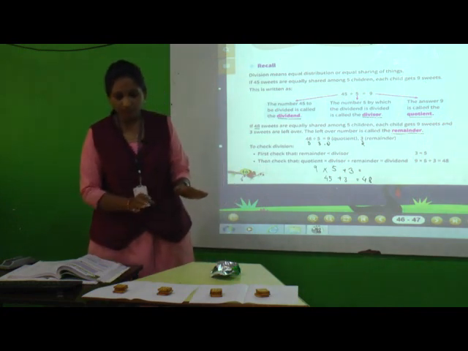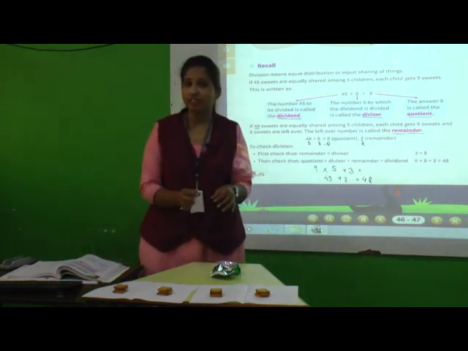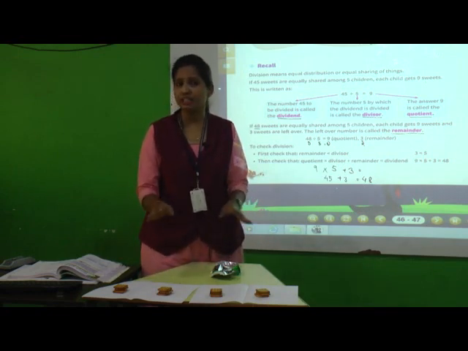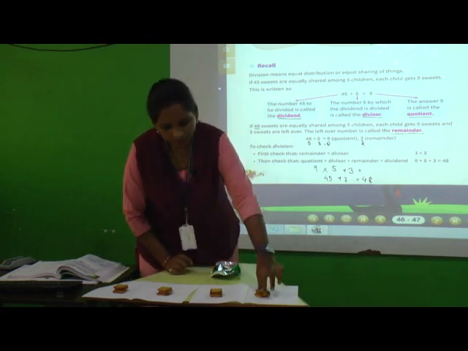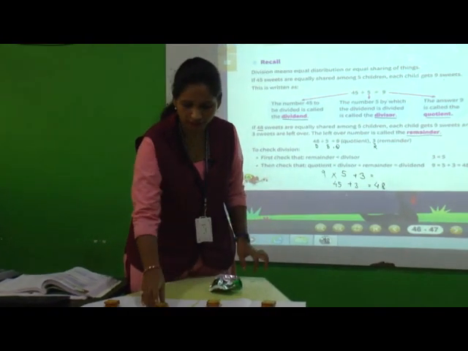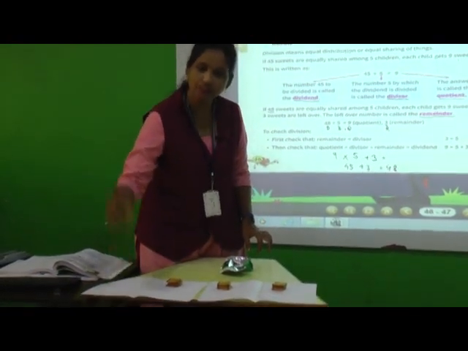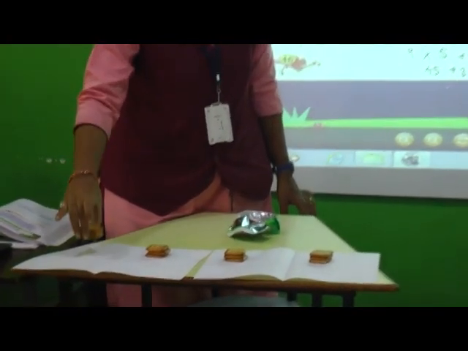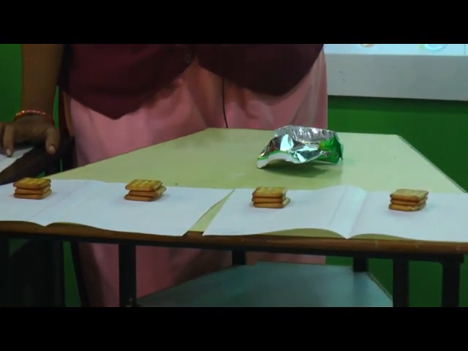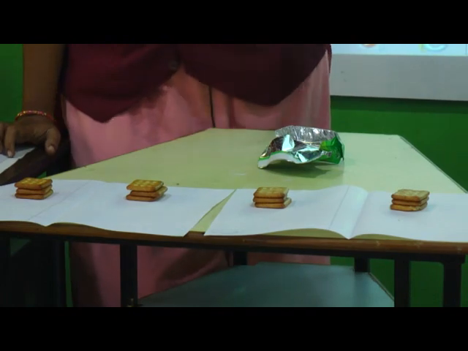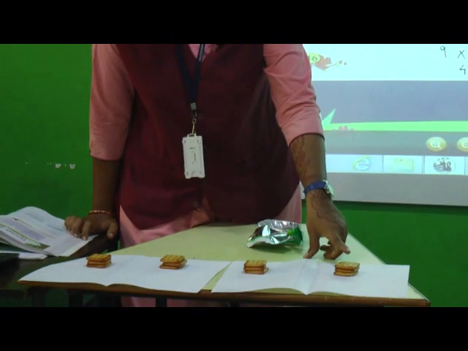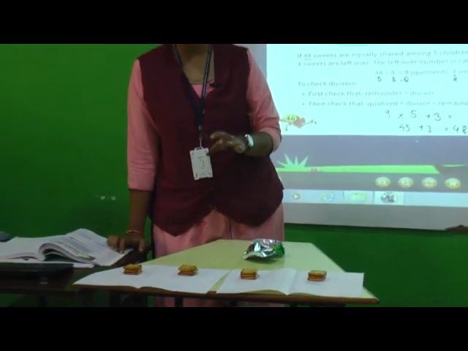So what you have done here is equal distribution of biscuits to each and every friend. How many will each child get? See here, 3. He also got 3, here also 3 and here also 3. Are you getting it? When you distribute this way, each child gets 3 biscuits. So division means equal distribution.